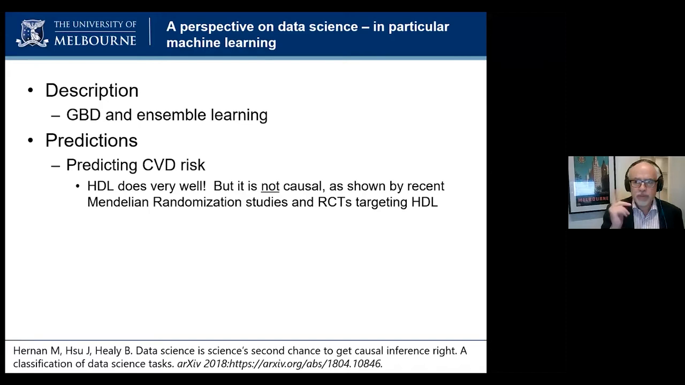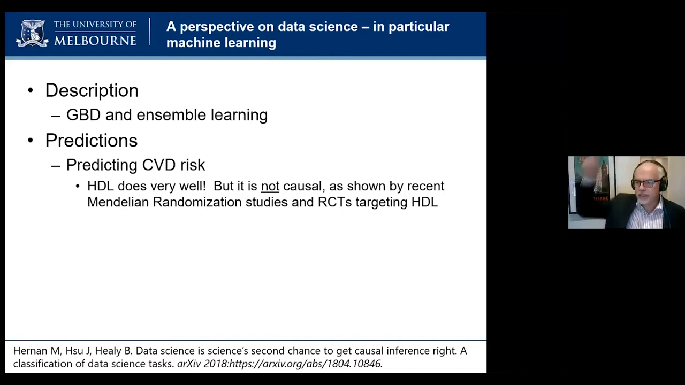But we know from the Mendelian randomization studies that it's not causal. In fact, it's not at all causal. What it is, is the LDLs and the triglycerides that are actually the causal parts. So how did this come to be? My view is that HDL is very stable in the blood, whereas LDL goes up and down and triglycerides go up and down heaps like this.